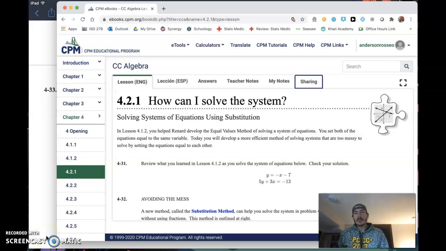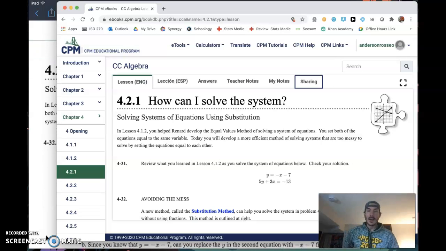We're going to talk today about section 4.2.1 in our CPM Common Core Algebra book. And today our goal is to really do the deep dive on a very specific and niche item in the equal values method that we covered in one of our last lessons. But today specifically we're going to talk about substitution and when substitution is a good idea and why it works and how it can benefit us, especially if we know what we're looking for.